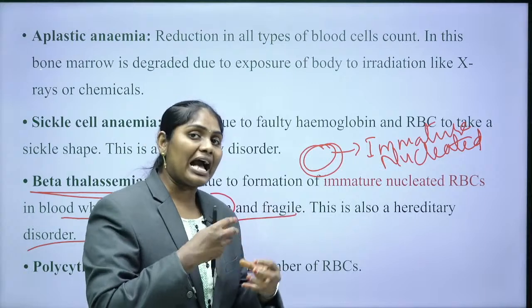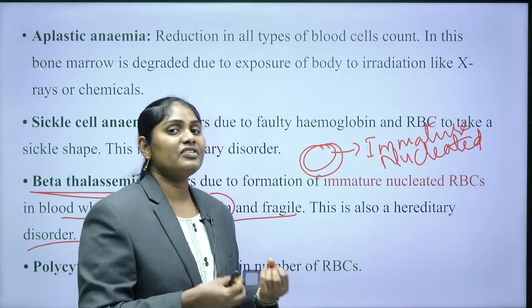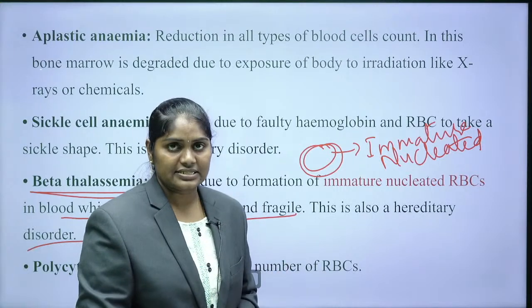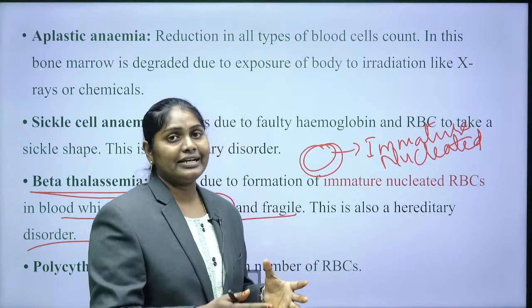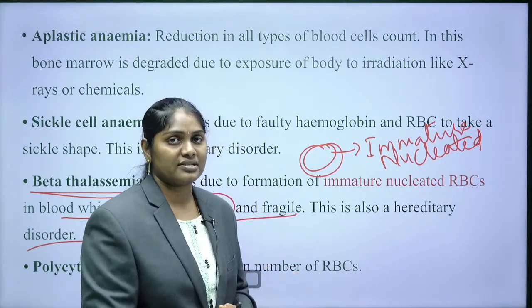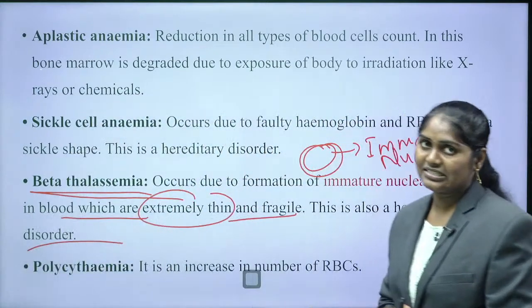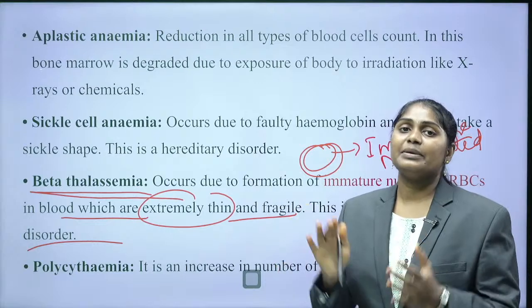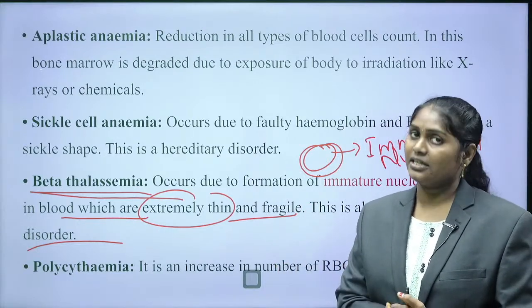Having nucleated RBCs is a condition seen in which of the following diseases? Nucleated RBCs, a condition of anemia, is seen in which of the following blood disorders? That is nothing but beta thalassemia, in which you will have immature nucleated RBCs. It is a hereditary disorder.